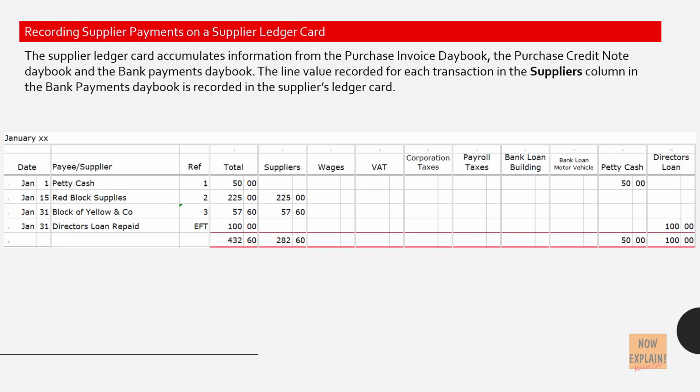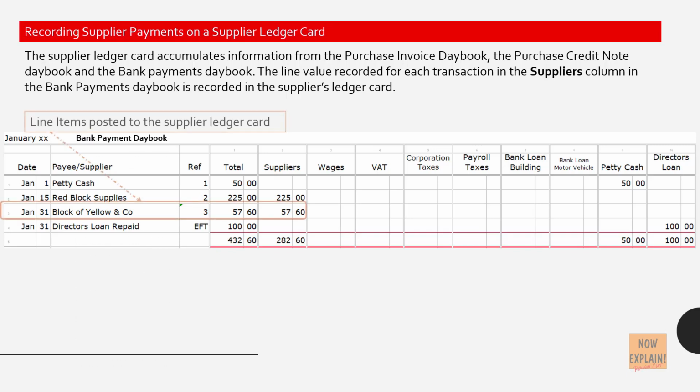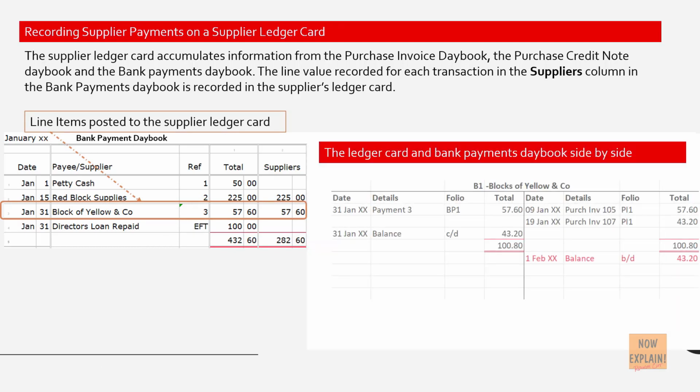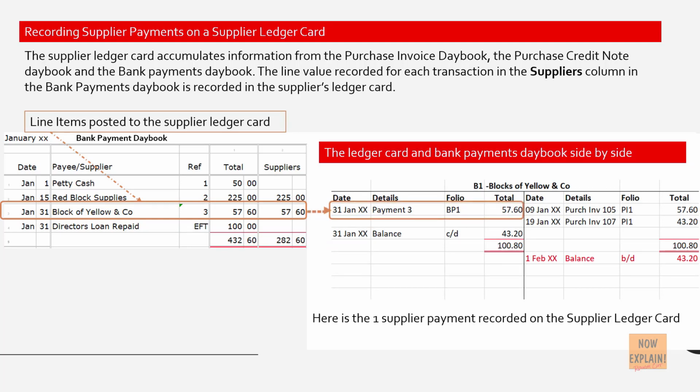The supplier ledger card accumulates information from the purchase invoice daybook, the purchase credit note daybook, and bank payments daybook. The line value recorded for each transaction in the supplier's column in the bank payments daybook is recorded in the supplier's ledger card. So here's the line item posted to the supplier ledger card, the payment. So here's the ledger card and bank payments daybook side by side. And here's that one supplier payment recorded on the supplier ledger card. And we've taken the value from the supplier's column.